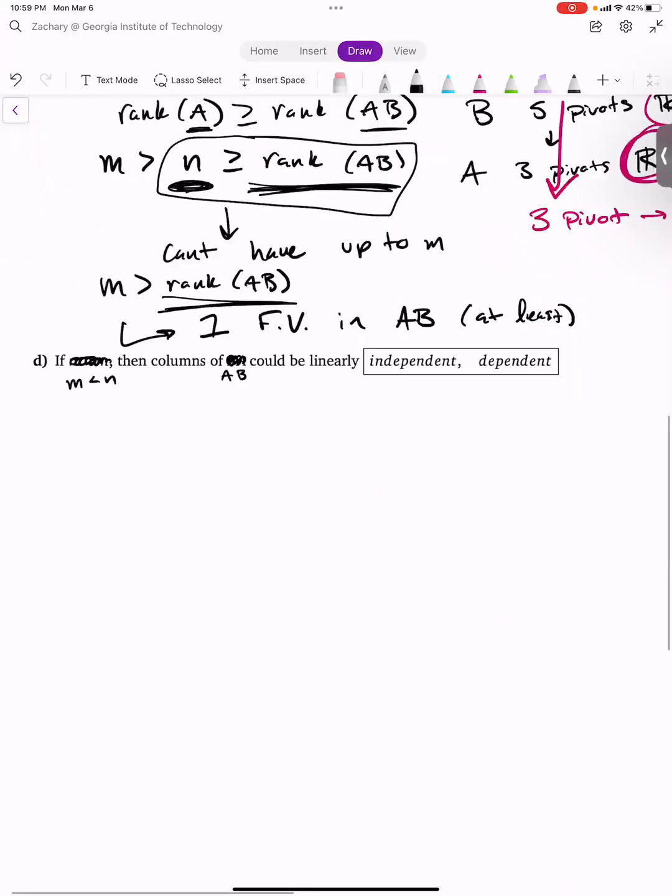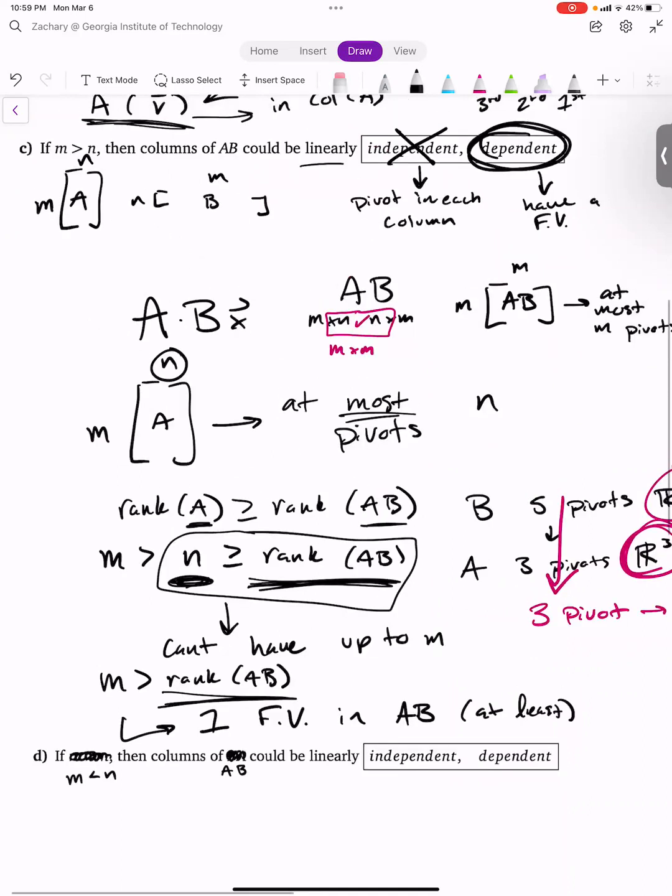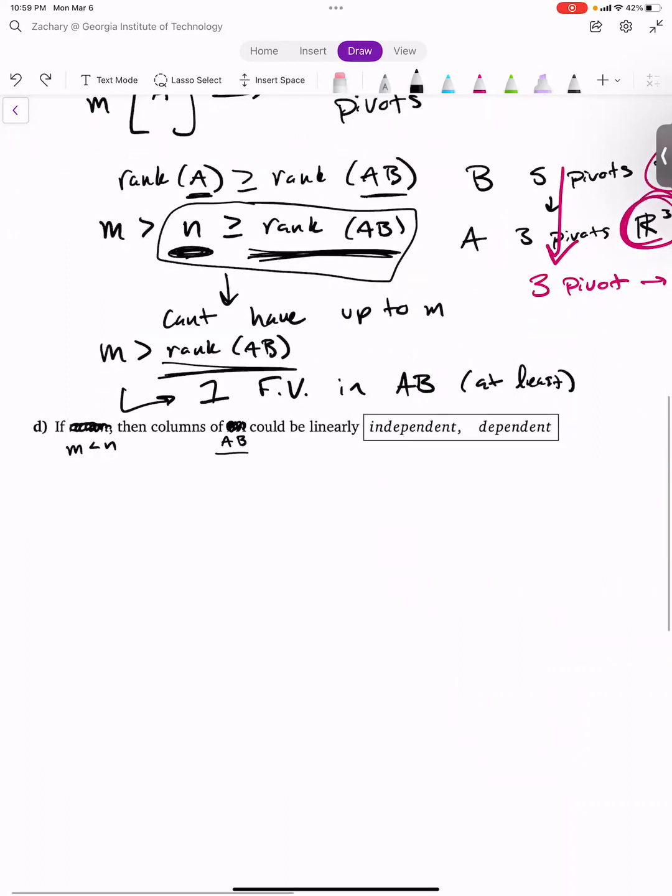Okay, so moving on to the next part. I've rewritten this part D just to make it a little more clear and following the trend of what we looked at in part C. So I changed it so that this would be AB to line up with what we had in the last part. We had M greater than N in the last part, and now we have M less than N. So let's look at this now.